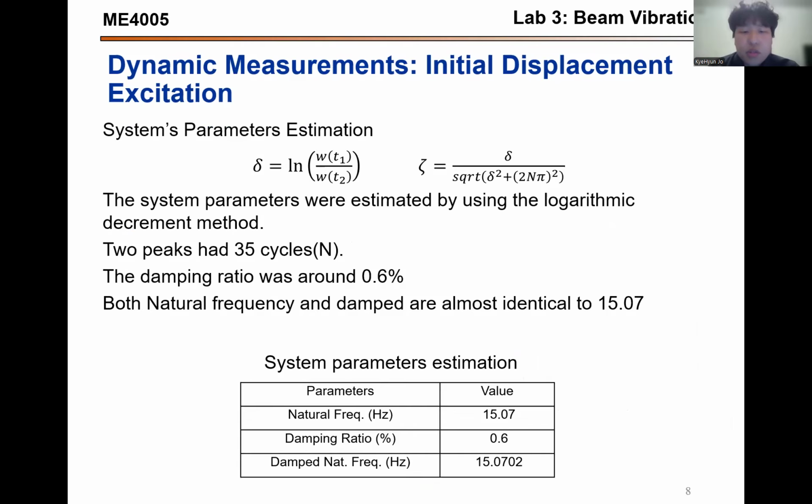After this, we need to find the natural frequency, damping ratio, and damped natural frequency by using the logarithmic decrement method. We set up two peaks around 35 cycles apart. Then after we apply everything with those two equations, the damping ratio was around 0.6%. Both the natural frequency and damped natural frequency are almost identical at 15.07.